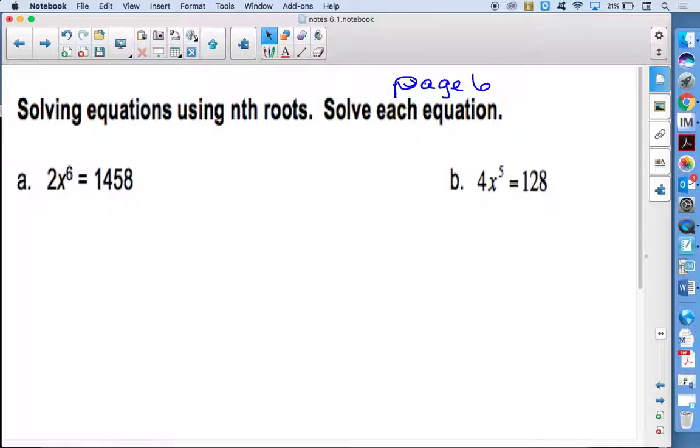And you might want to take out that little sheet with all the common powers on it as well, because we're still going to be using that sheet.